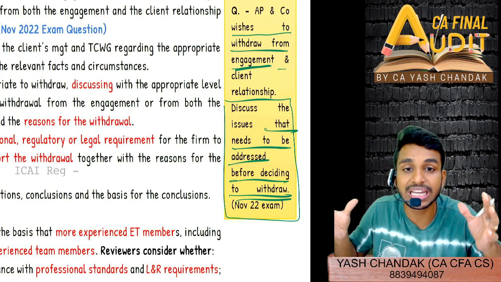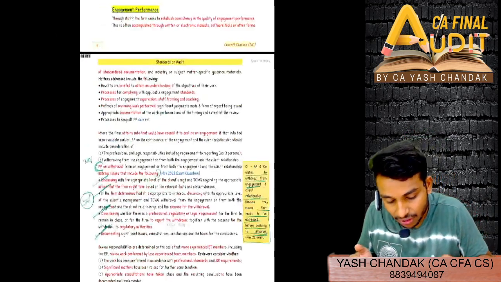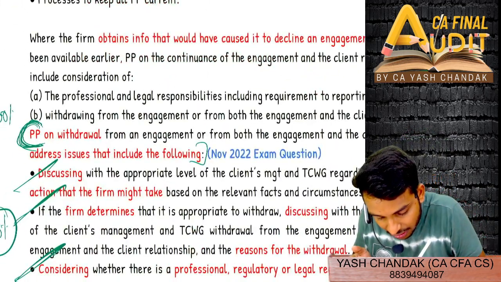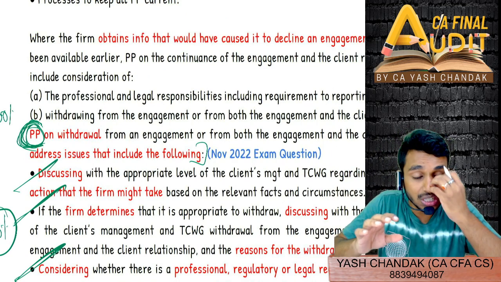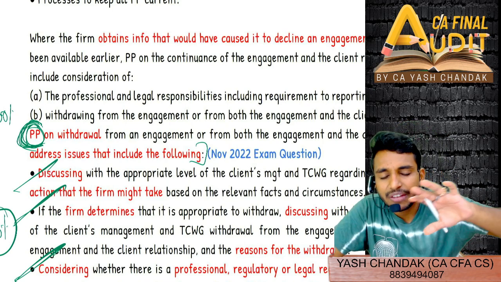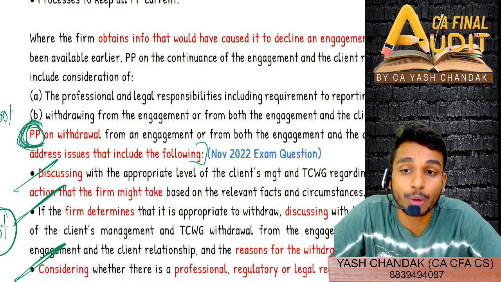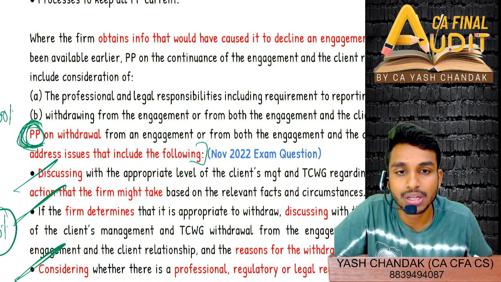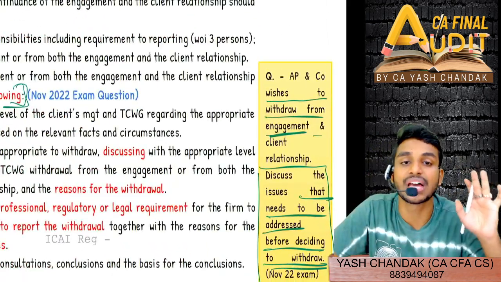So you need to be aware that from SQC 1 we have studied these topics, and in one of the topics we have studied this line as well: that policies and procedures should include certain policies and procedures which will address the issues that we need to address before withdrawal from the client relationship or from the engagement. So this line was there, and by this you will be able to identify the answer.